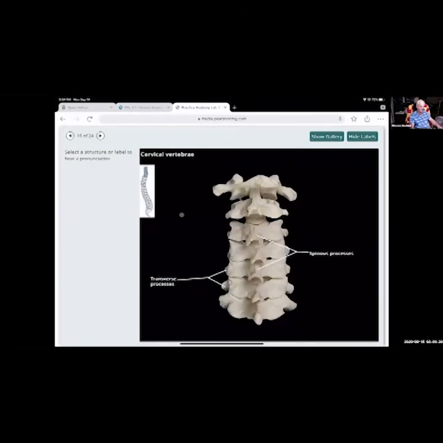Okay, this is looking at the transverse processes. Remember, they point posterior on all vertebrae. Okay, this is your spinous processes and your transverse processes, which point laterally to the sides. So your spinous processes are always pointing straight back along your back, always point posterior. Your transverse processes always point laterally to the sides.